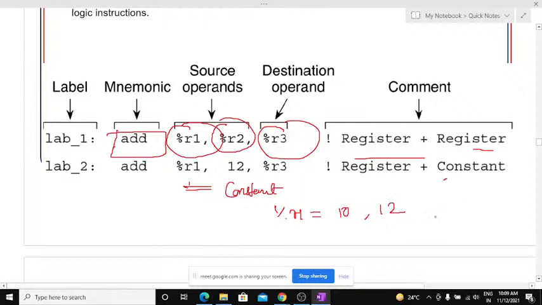Okay, so what is the addition of both? That is 22. So R3 will contain the value 22. R3 register contains 22.